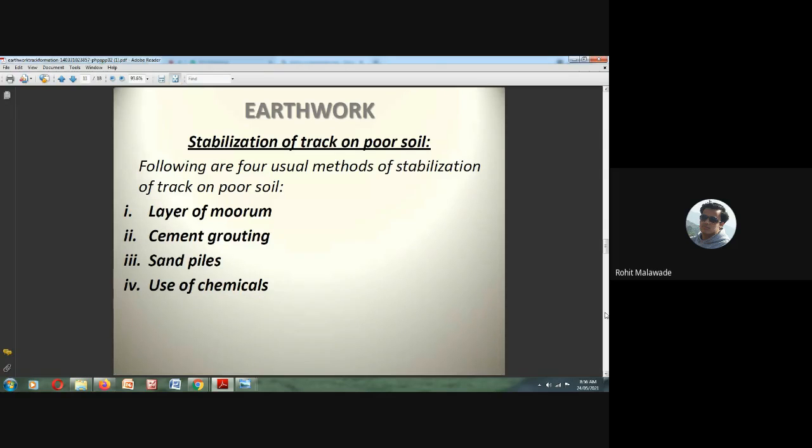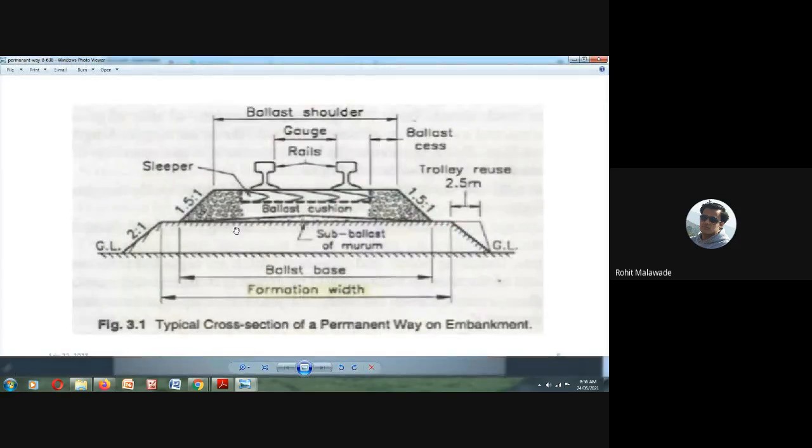Now, what are the different works of your subgrade or formation level that we are going to see? The subgrade, or formation level, should bear the moving loads transmitted through the ballast with a uniform rate. It should transmit the load uniformly to the ground level, and it should prevent the ballast from puncturing.